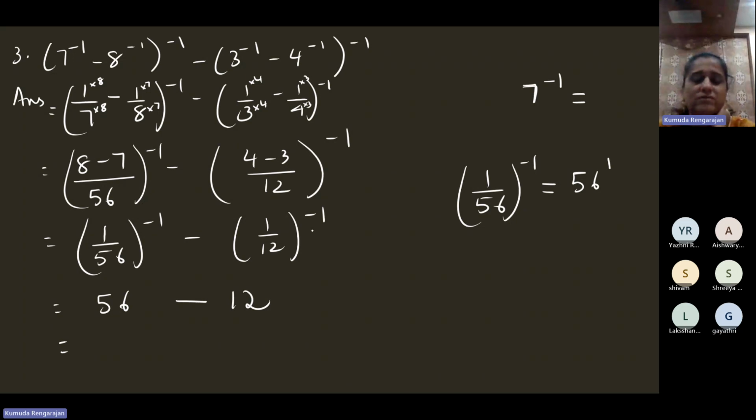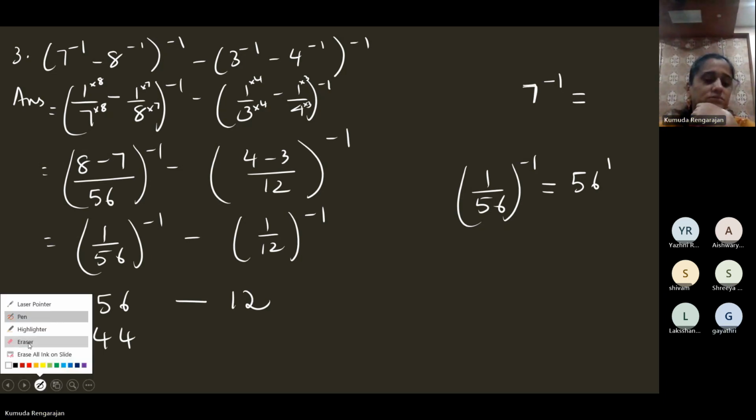And 1 by 12 to the power minus 1. So again, reciprocal of the base and negative of the power. Please ask me anywhere if I need to explain more clearly. Please ask me. No, ma'am. Okay.